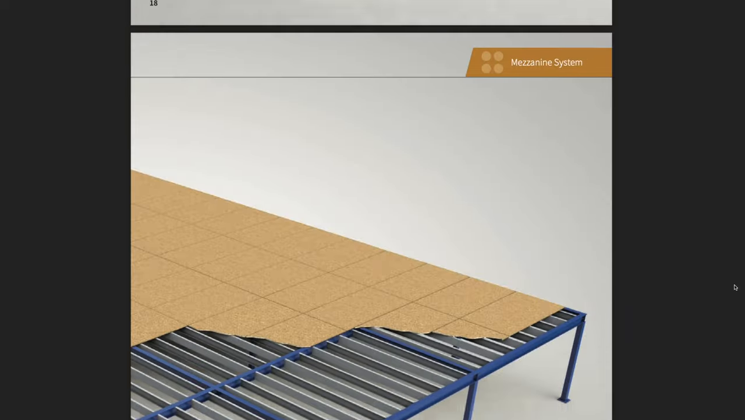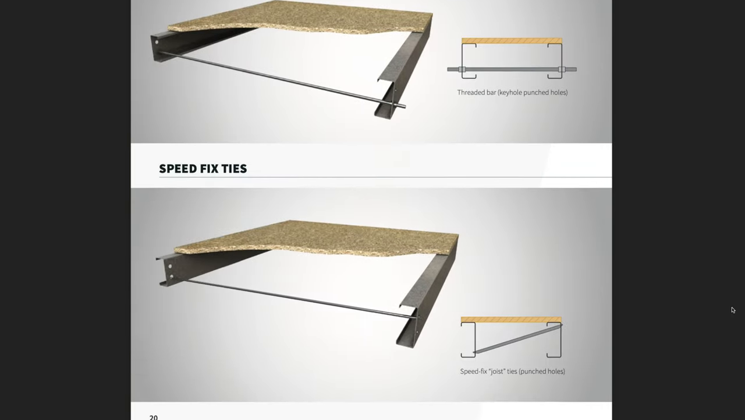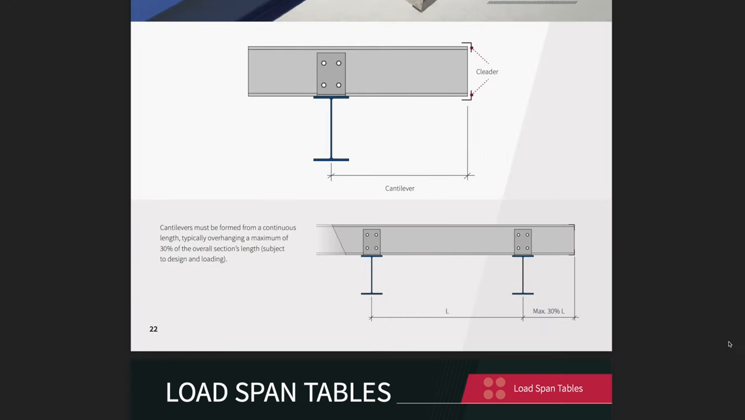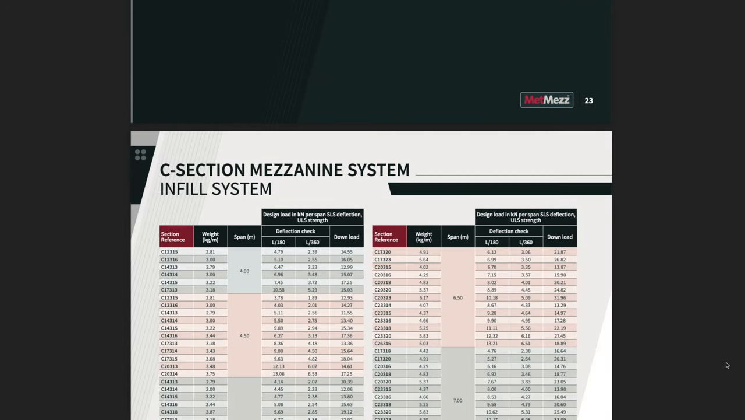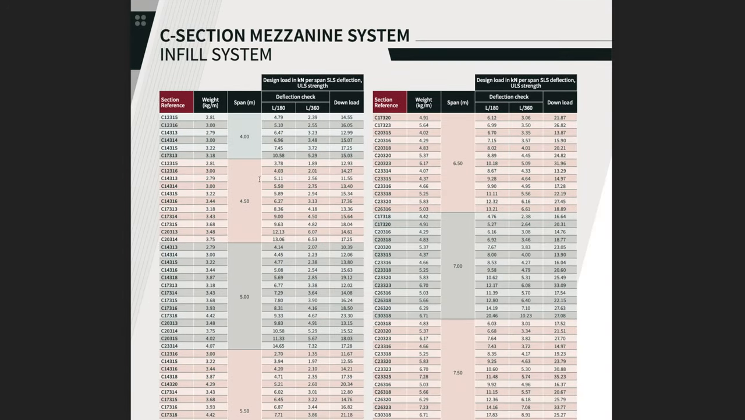Okay, so we found a mezzanine system. It's a C-section profile infill, so the joists are going to be spanning in between the beam webs. And I think for a 4.5 meter to 5 meter span, we can get away with using a 1.73 mil deep section. So now that we know how far our joists can span, we can start working out where our columns are going to go.